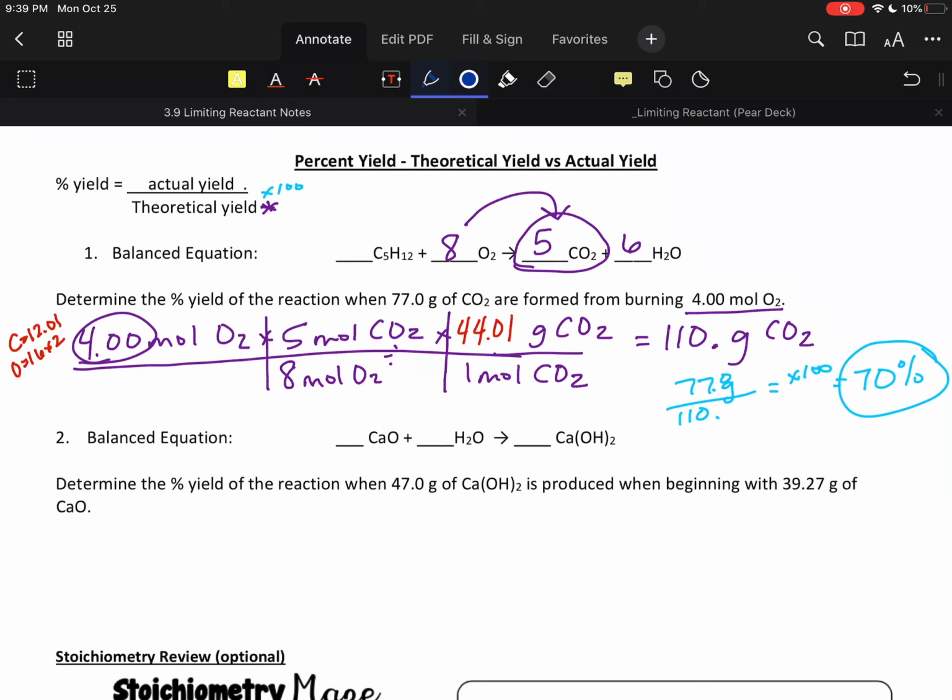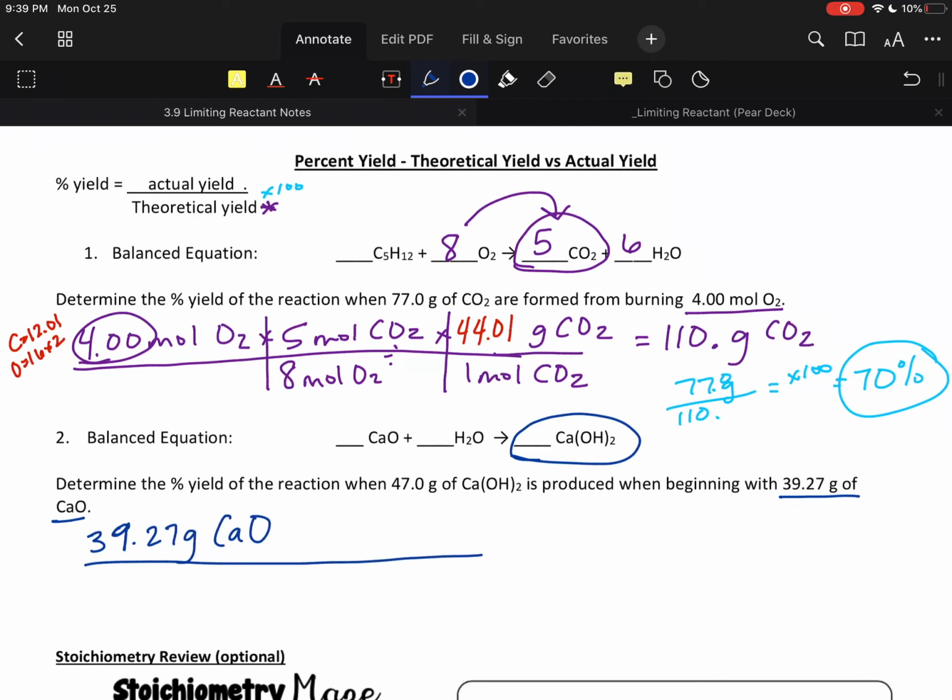So percent yield, okay, this is saying 47 grams is produced. So again, I want to circle what's produced so I know what I'm looking for. And I'm beginning with 39.27 calcium oxide. Okay, if you could just get in the habit, circle what's produced, underline what you're starting with, it will make setting up your equation so much easier. Okay, just come up with a trend or a pattern or something so that you can pick out all these numbers. Okay, so I'm starting with 39.27 grams of calcium oxide.